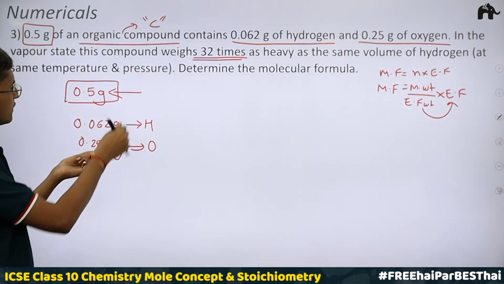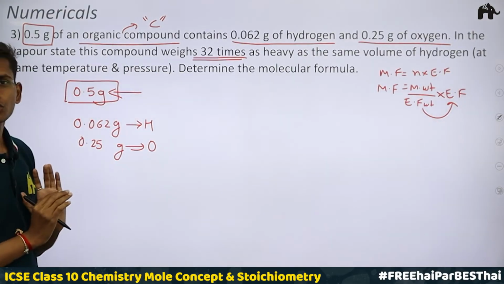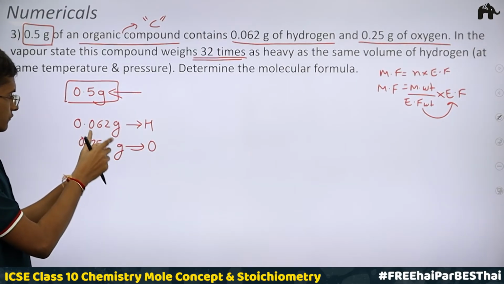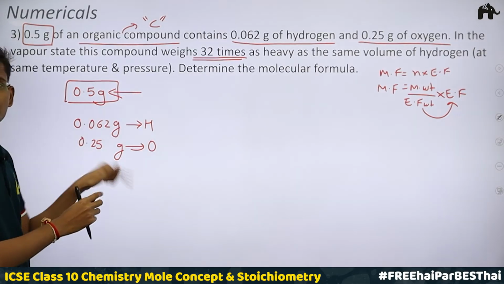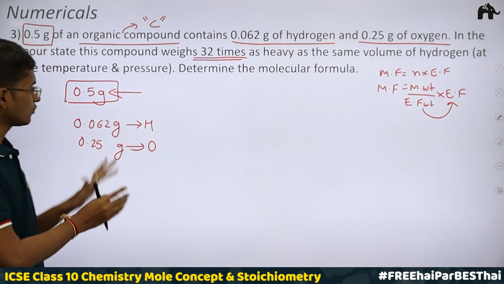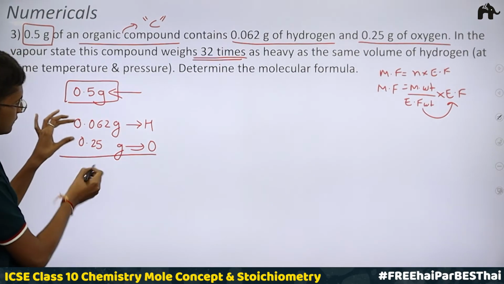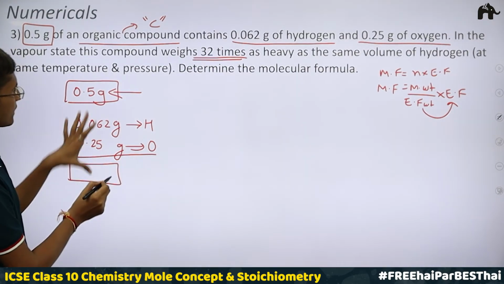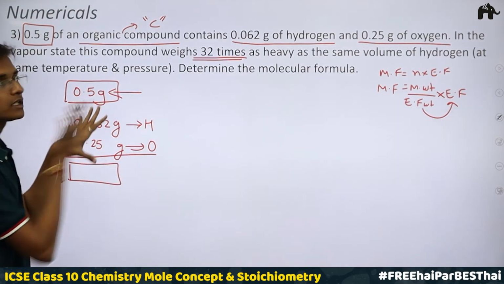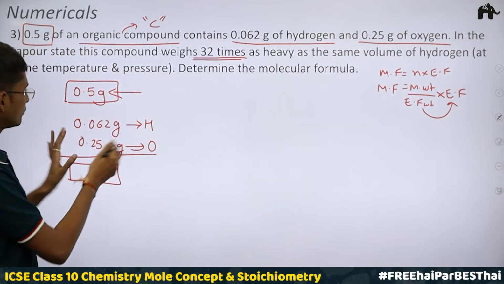But we know that since carbon, hydrogen and oxygen are present in this organic compound, and hydrogen's weight is this much and oxygen's weight is this much, the rest would be the carbon's weight, right? Because only these three elements are present. So by adding both of them, and then subtracting whatever addition I get from 0.5 grams, I would get the weight of carbon in grams which is present in this organic compound. So let's do it.